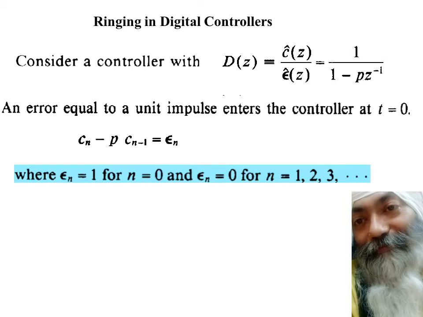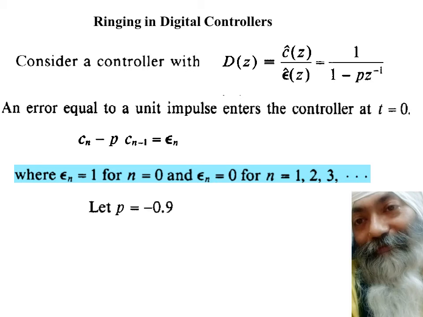So what we are doing over here, friends, you can all see that this error is equal to 1 for n equal to 0, and for all other n's, that is n equal to 1, 2, 3, 4, this error is equal to 0. It means it's an impulse. At t equal to 0, you have a unit impulse and it vanishes for all subsequent samples thereafter.